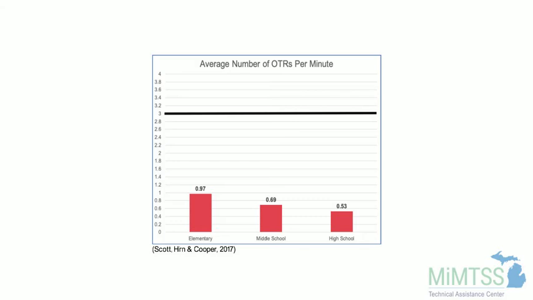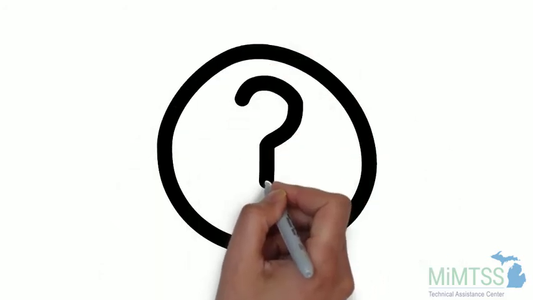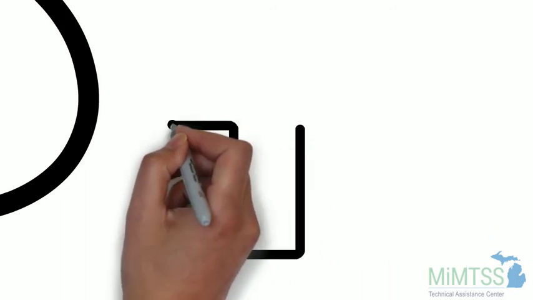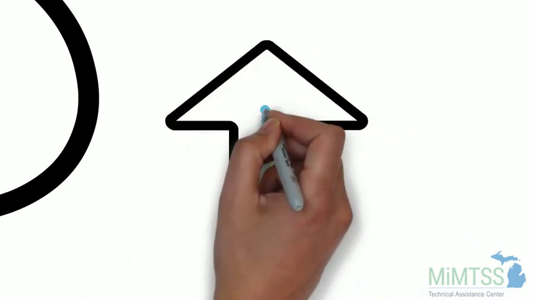The results of the summary are presented in this graph. We see the highest average OTR per minute was at the elementary level, and that was still well below the recommendation of 3 OTRs per minute. The averages for middle and high school were even lower. This leads one to wonder, if OTRs have such positive impact for students, what can be done to increase the rate of OTRs in classrooms?